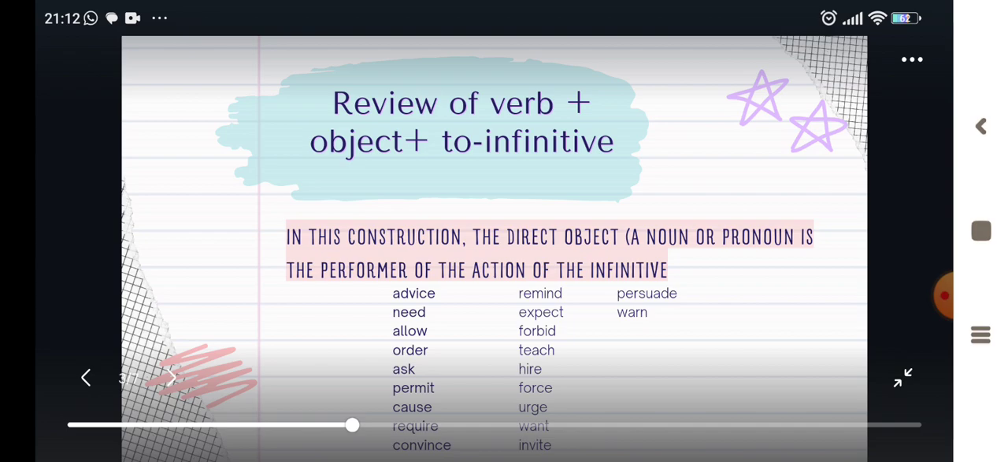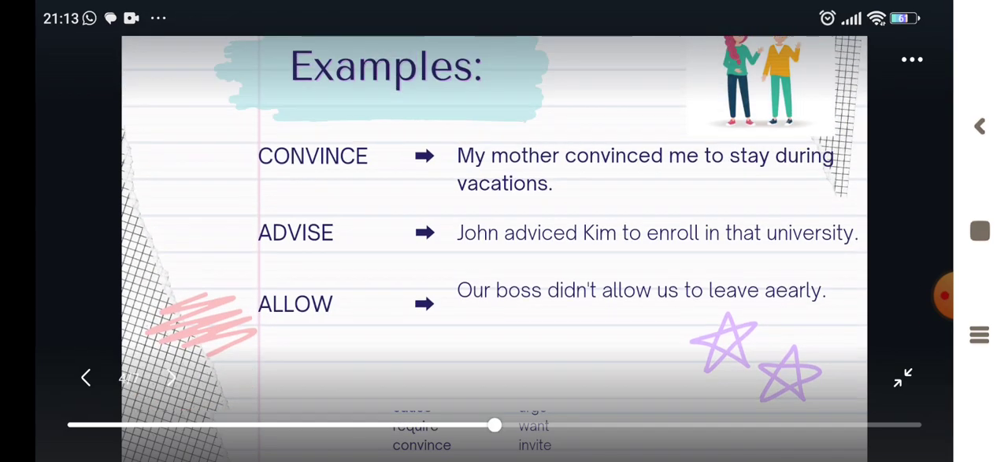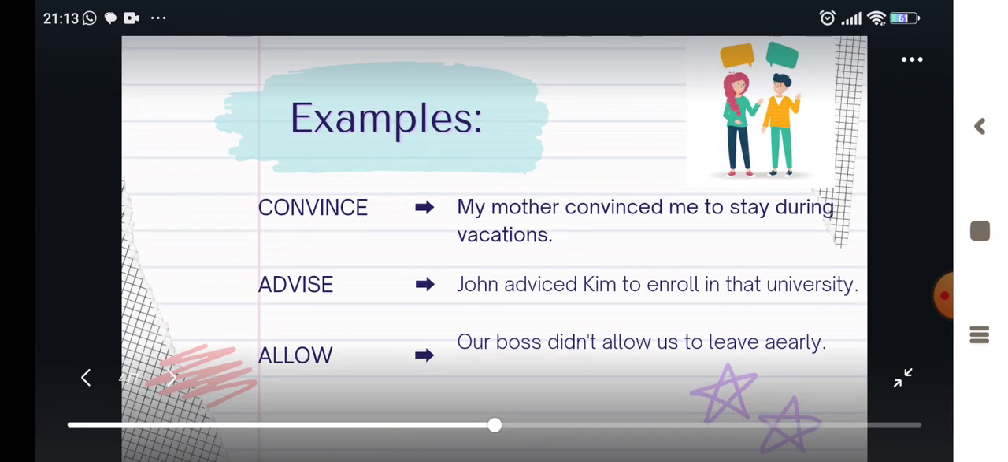We use to plus infinitive form of the verb when it follows these verbs plus objects. For example, advise, need, allow, order, ask, permit, cause, require, convince, remind, expect, forbid, teach, hire, force, urge, want, invite, persuade, or want. In these constructions, the direct object, a noun or pronoun, is the performer of the action of the infinitive. So, to understand better, let's look at some examples.